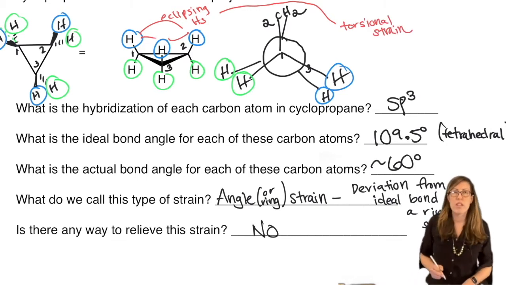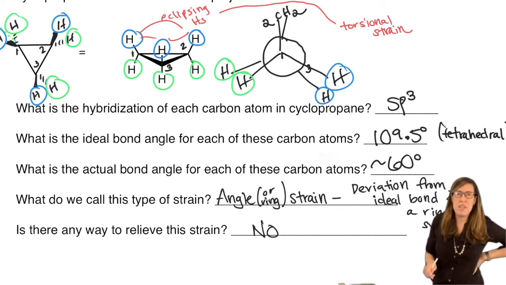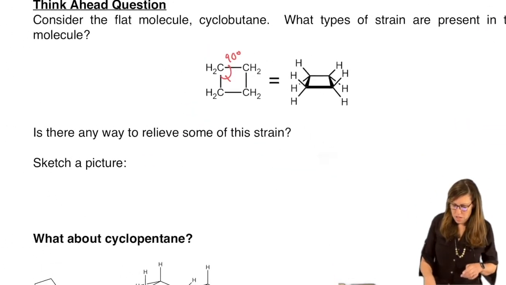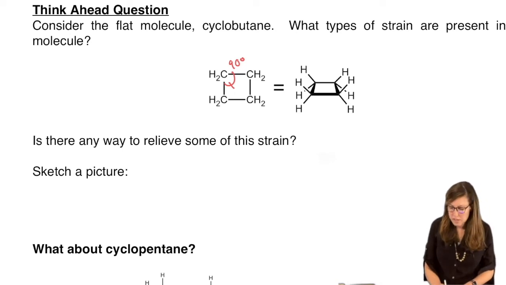So torsional strain is when things are forced to be eclipsed. Ring strain is when the bond angle doesn't match. So there's two reasons that this is not particularly stable. Now notice that in cyclobutane, do we see eclipsing H's again?